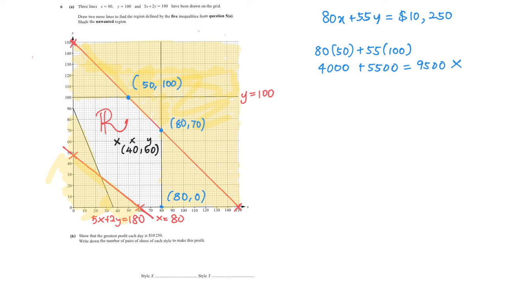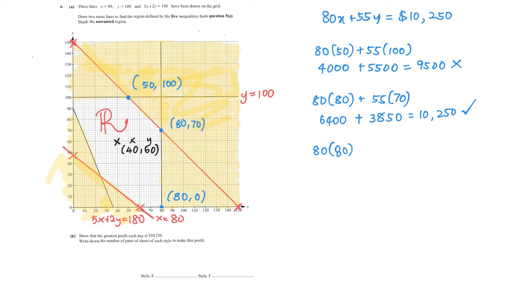And let's try 80, 70. 80 times 80, and 55 times 70 here. Okay, and let's see what we got. 80 times 80 is 6,400, and this 55 times 70 is 3,850. And yes, it makes 10,250.